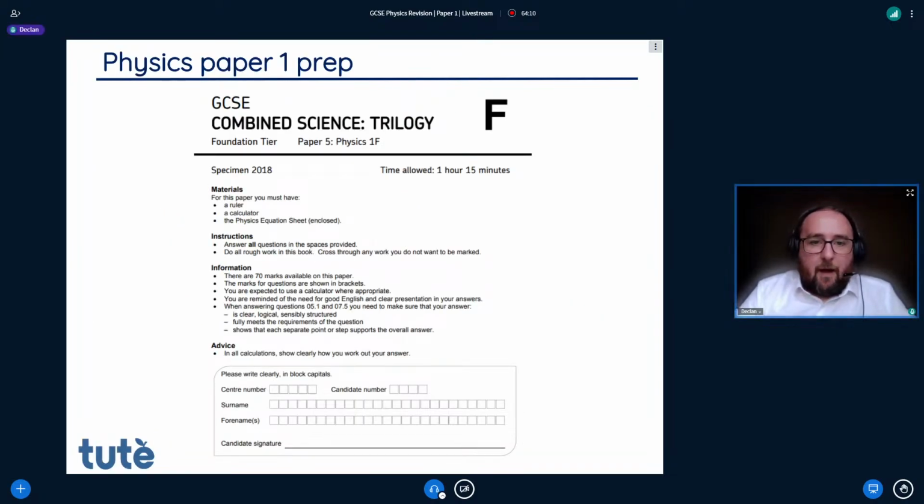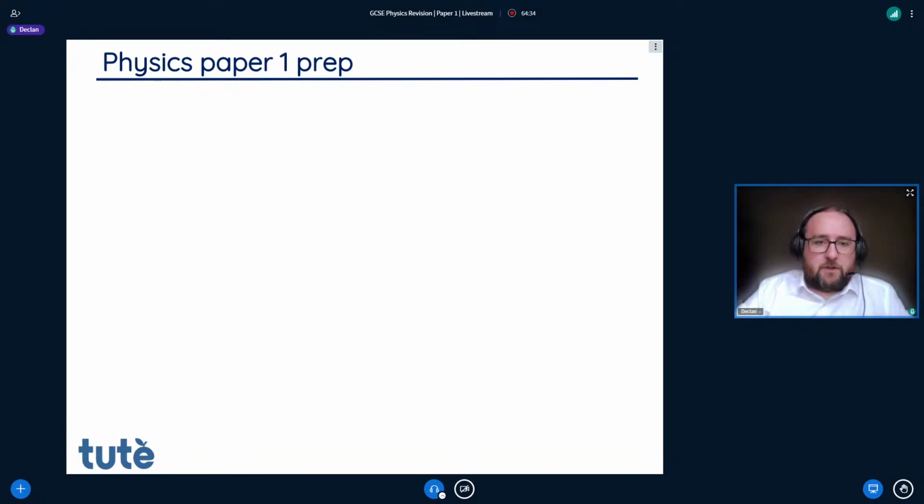So our physics paper will look like this. We'll see a page that looks like this. Big F up here, F for foundation, and H for higher. Make sure you've got the right paper in front of you. If you're expecting to sit foundation, make sure you've got the foundation paper. Make sure you've got the higher paper. If not, get that hand up. Make sure someone knows. Make sure you know what you're going in for tomorrow.